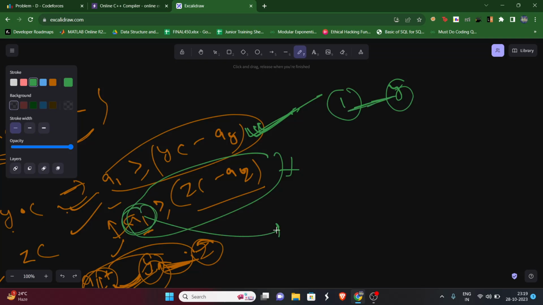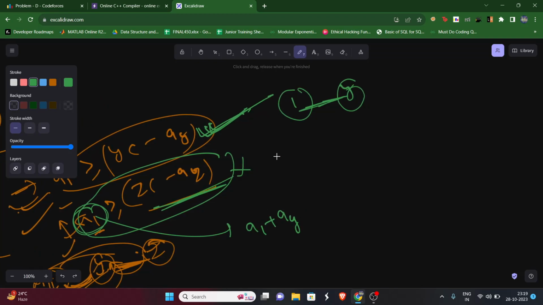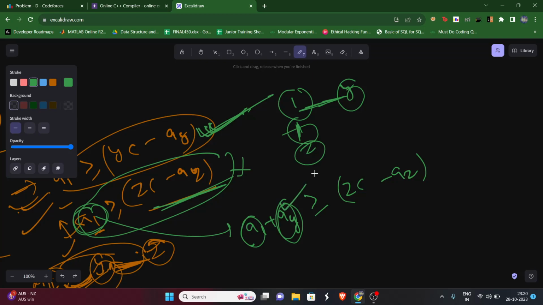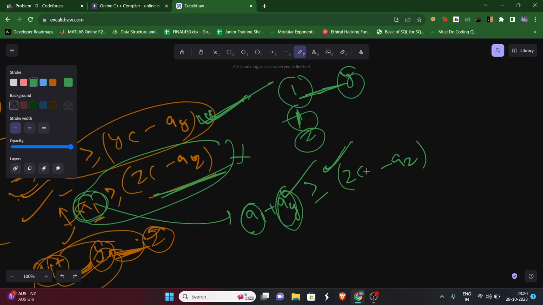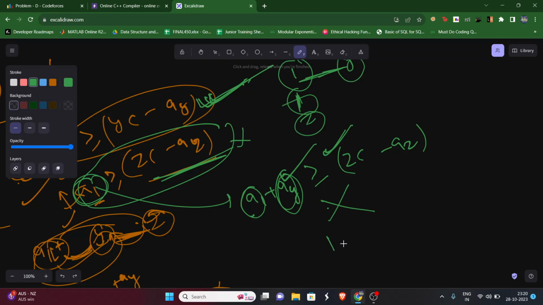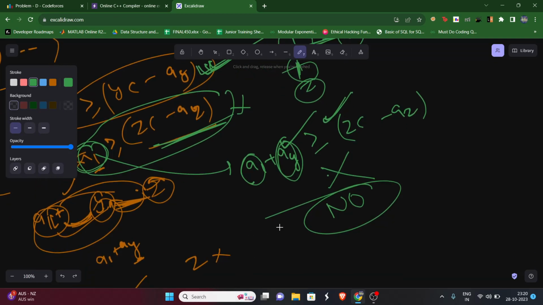this A1 will become A1 plus AY, and the second part will be the same, because we will be joining them with city 1 only. So the second part will be ZC minus A of Z. Initially it was just A1, now it becomes A1 plus AY. So it might happen that it may satisfy, but if it still does not satisfy, then we can't have one single component, and we can simply print no and return from the solution.